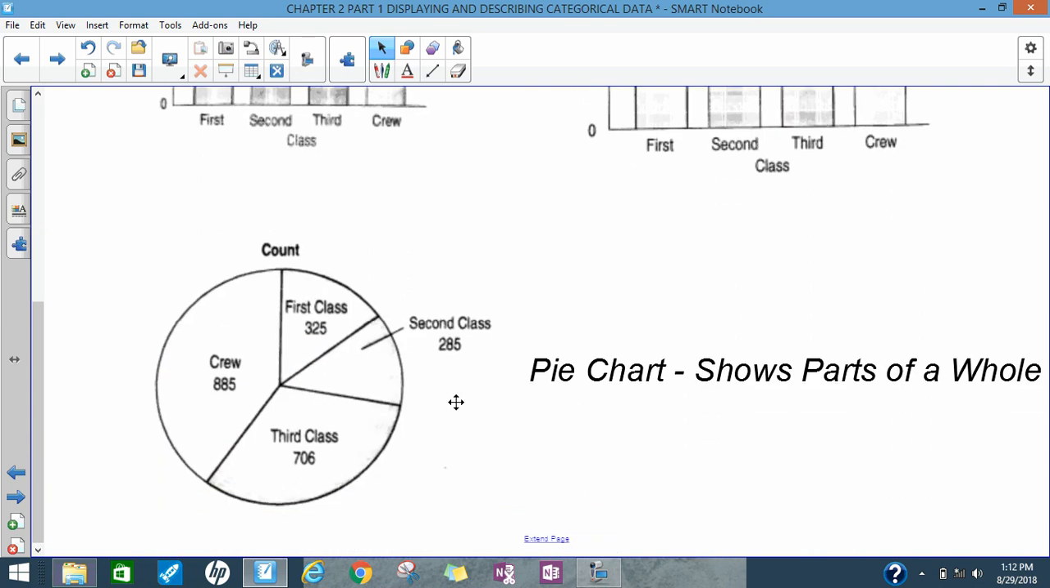And of course, we can make a pie chart which shows us each group and its fraction of the entire population on the boat. So it's another good visual representation that this 885 crew members looks like it was just about half of the total number of people on the boat.